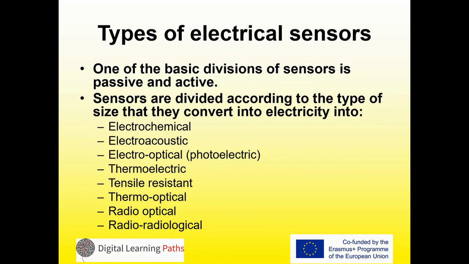Types of electrical sensors. One of the basic divisions of sensors is passive and active. Sensors are also divided according to the type of quantity that they convert into electricity. So we've got electromechanical, electroacoustic, electro-optical, thermoelectric, tensile resistant, thermo-optical, radio-optical, and radiological.